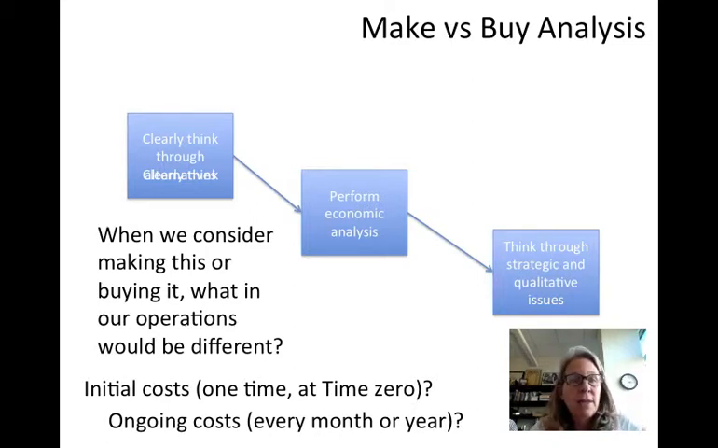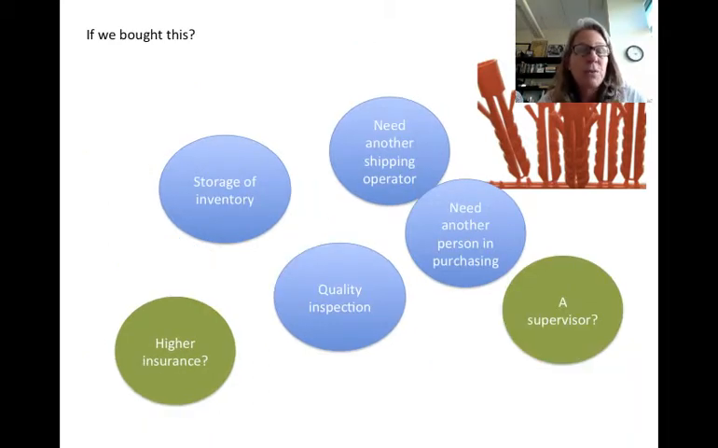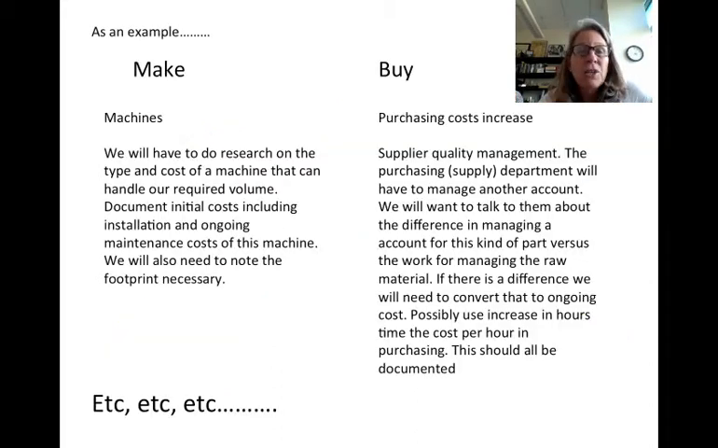One way you might do this is to create a brainstorming session. What are all the things we might need to do? In this case, I've written things like we need to buy a new machine, we might need to buy molds, we need space in our factory, we need another operator, we might have maintenance costs, increased raw material costs, storage of inventory, quality inspections, supervisors, higher insurance. In the make situation we might need to do that, but there also will be some things in the buy situation. Like we need to store the inventory. Do we need another shipping or receiving operator? Do we need another person in purchasing? Are there going to be quality inspections we need to have on an ongoing basis? Are we going to need a supervisor? Things like that.